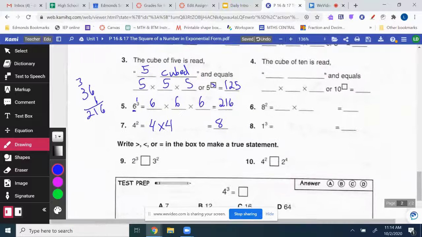Number 9, which is bigger? 2 to the third power or 3 squared? Let's try this out. I have 2 times 2 times 2, and I get 8. And then I have 3 squared, which is 3 times 3, which is 9. So which one's bigger? Well, 9 is bigger than 8. I want you guys to try this out for number 10. Come see me if you need some help.